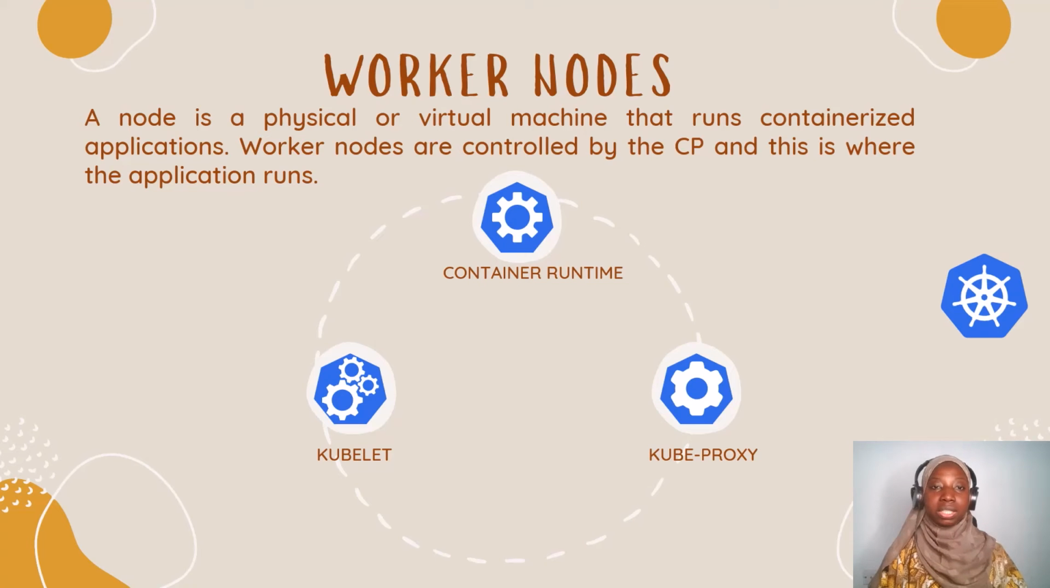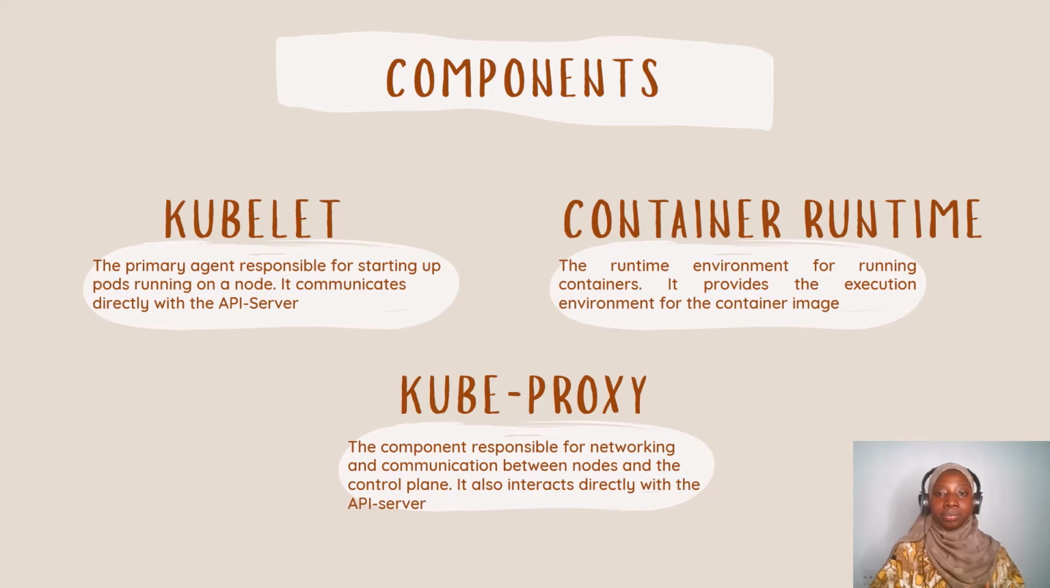A worker node is a physical or virtual machine that runs containerized applications. Worker nodes are controlled by the control plane, and this is where the application runs. So in size, it's quite heavier than the control plane, because the applications actually run on the worker nodes. The container runtime, the kubelet, as well as the proxy are the major components of worker nodes. So let's break this down as well.